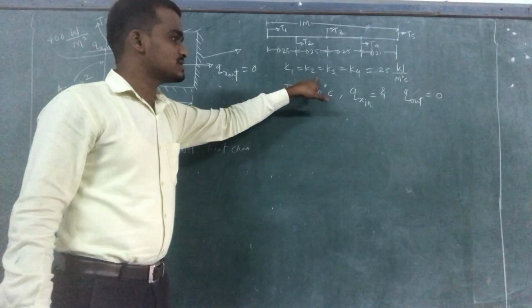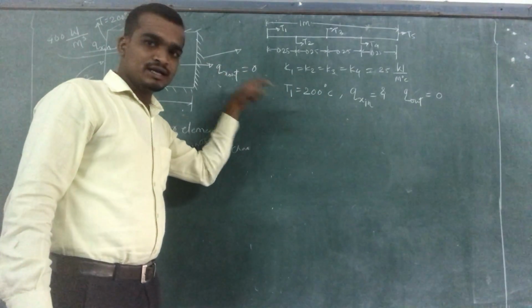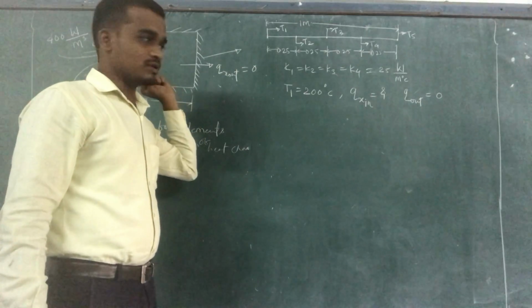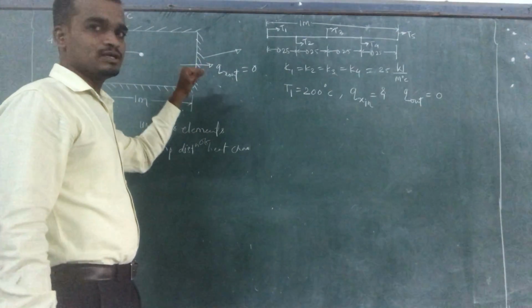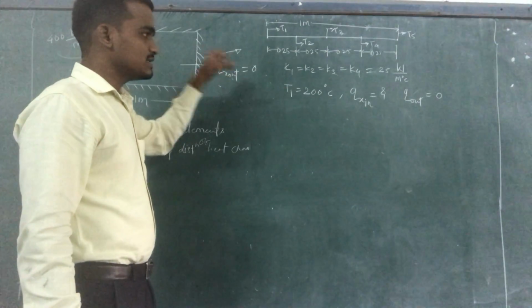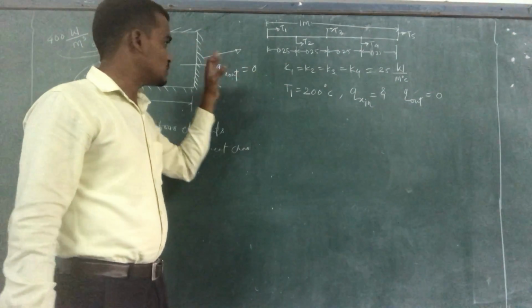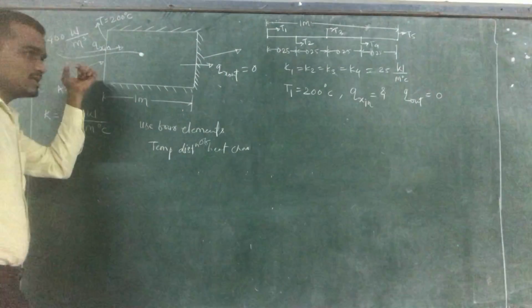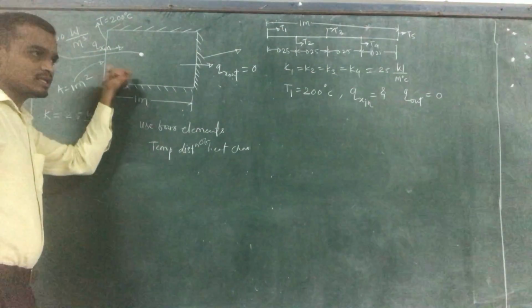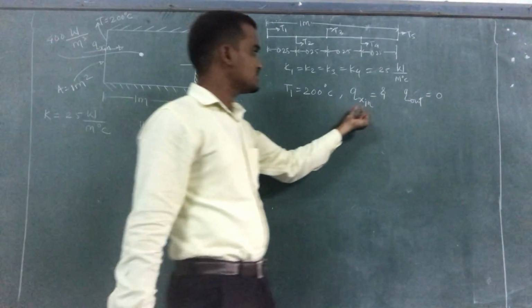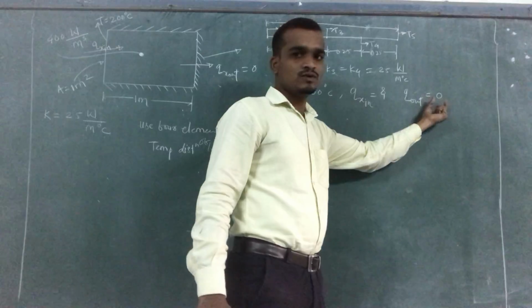Due to this 200 degrees Celsius, there must be some heat conducted inside the heat chamber or heat conducted outside the heat chamber. But at this end, it is insulated. So it is due to this insulation that we will take Q out equal to 0, because no heat is lost from the right hand side. But for the left hand side, there must be some heat Q in or heat Q out due to this temperature T1. So that's why Qx in is equal to question mark, Qx out is equal to 0.